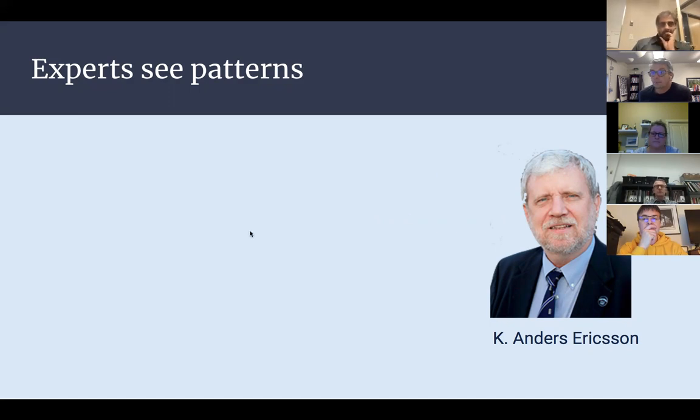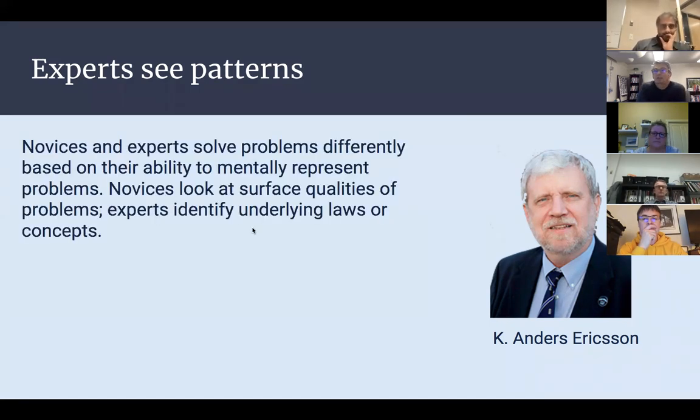And basically from his work, what we learned is that novices and experts solve problems differently based on their ability to mentally represent the problems. Novices look at the surface qualities. Experts identify the underlying laws or concepts. So if you think of the chess example, a chess master can look at a board and see patterns of game movements. They don't see pieces. They see collections of past situations and how those represent the best moves. They call it situation and action. They can see a situation and know what the right action is.